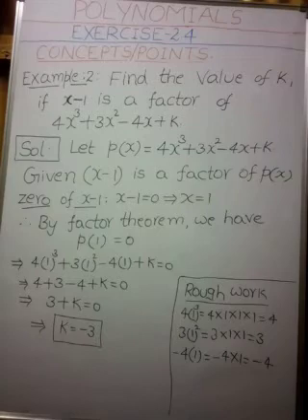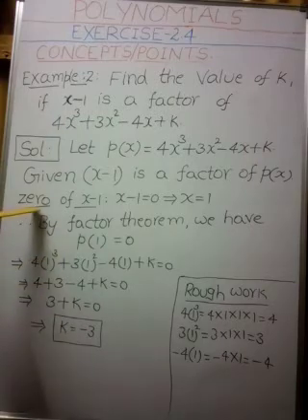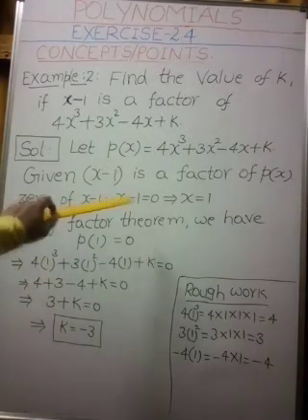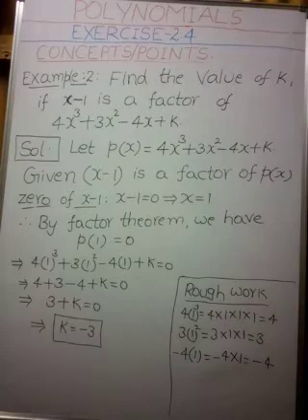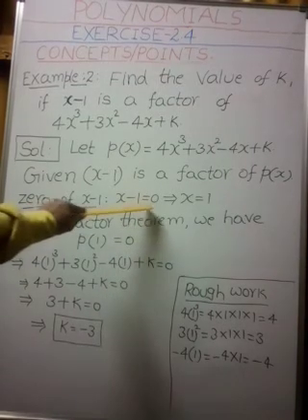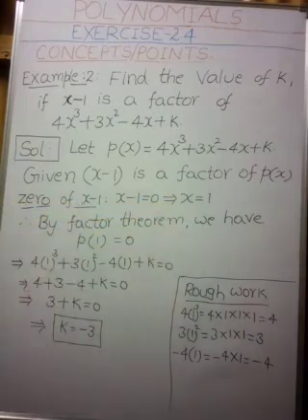It is given in the question itself. X minus 1 is a factor of p of x. So let us find the zero of x minus 1. We are finding the zero of x minus 1. This is a procedure. X minus 1 is equal to 0.